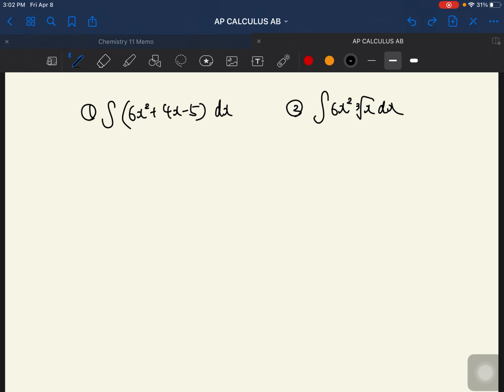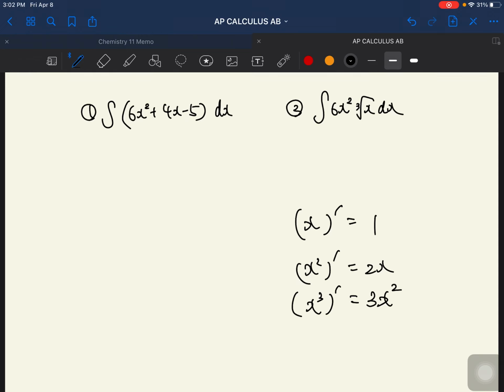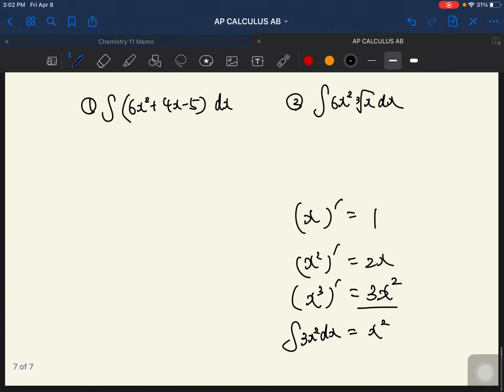Probably you've already known about derivatives. For example, the derivative of x is 1, the derivative of x squared is 2x, and the derivative of x cubed is 3x squared. This is derivative. Simply explaining, integral is the opposite of derivative. So, for example, the complete opposite. So the integral of this one is going to be x squared.